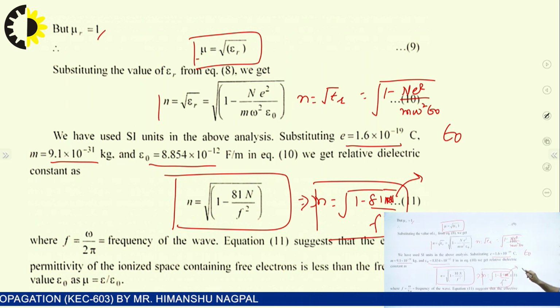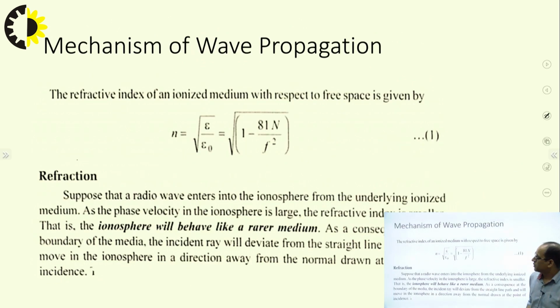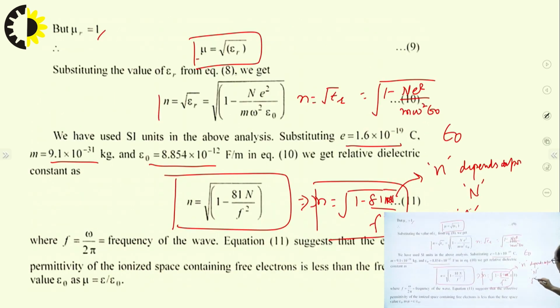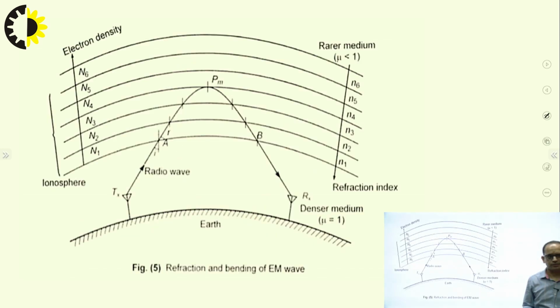So you will see here that the refractive index of the ionosphere layer depends on the number of free electrons and frequency. Clear? So this is mainly the concept behind the mechanism of wave propagation in the ionosphere. This topic, how the wave propagates through the ionosphere layer, we will discuss in the next lecture.